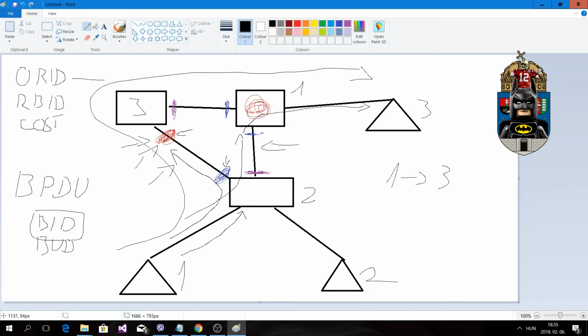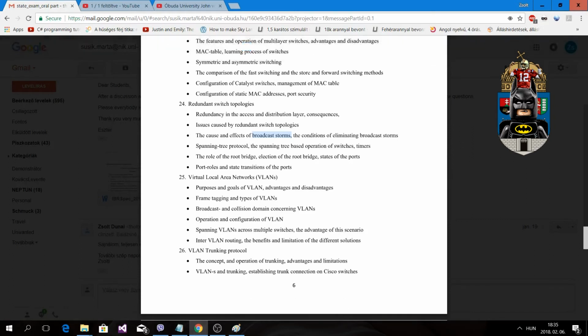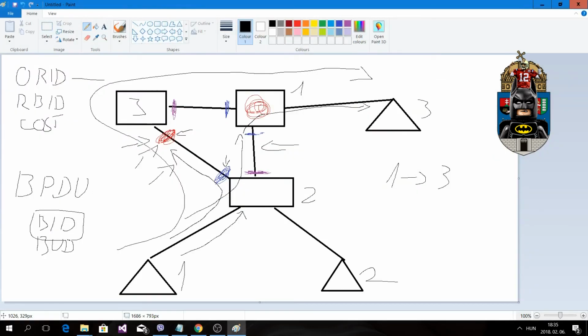So basically, that's all about the spanning tree protocol. The important thing here is the root bridge. The election process is based on the root bridge ID, and the ports, because the ports ensure how the logical path will be created. Do I have to talk about anything else? The role of the root bridge, election, state of the ports, port roles and transition. So that's all. I've talked about everything on this topic.